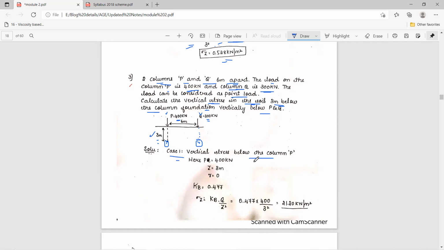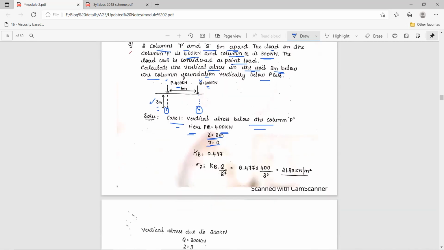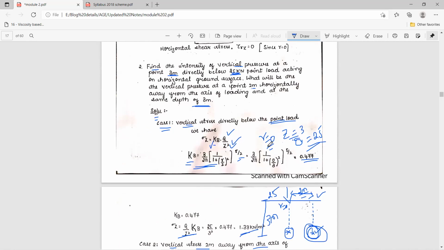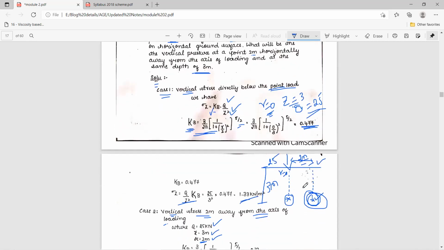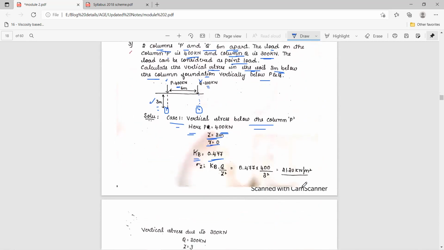Case 1, vertical pressure below the column P. Here we have to consider the P load, which is 400 kilonewton, Z is equal to 3 and R is equal to 0. That means for the load of P, 400 kilonewton, what will be the vertical pressure at a depth of 3 meter? First we are calculating. Since R is equal to 0, straight away you can consider K suffix B value as 0.4777, because in the previous problem we substituted R is equal to 0. So when you solve for K suffix B, the value will be 0.477. Here also we did the same thing.